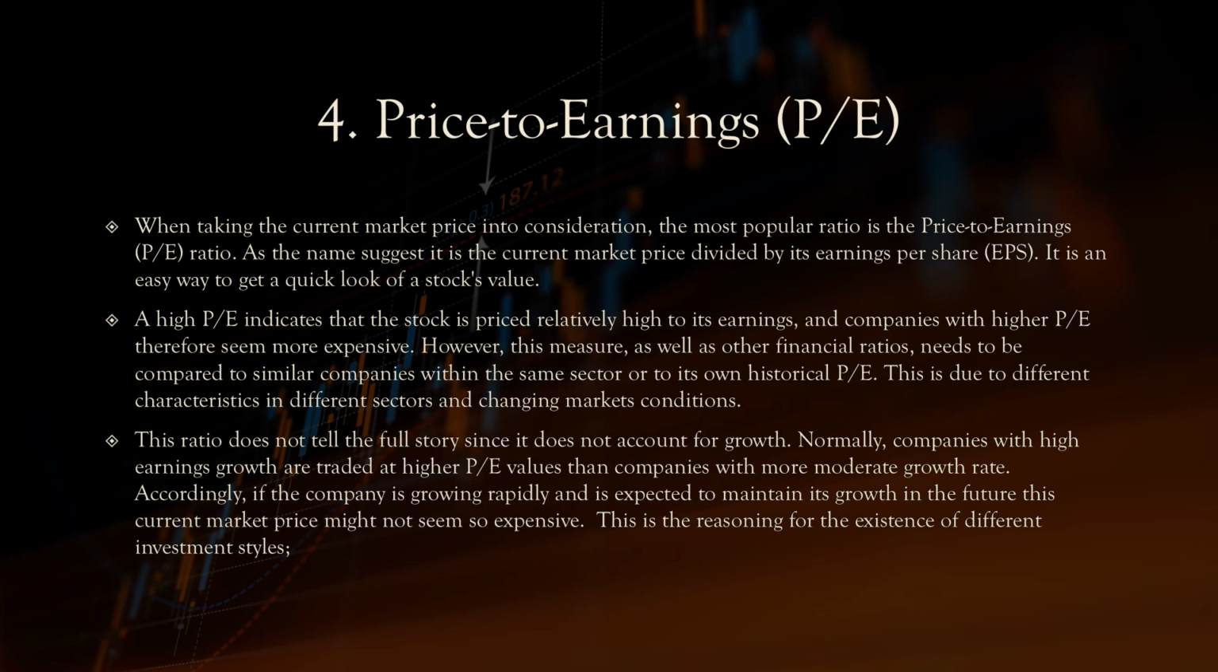The current market price could be up today or down today, having nothing to do with your company. Look, the world collapsed a couple days ago, and the markets collapsed. So you would have a different price to earnings today than you did a week ago, than you did a month ago, even though your company is still doing extremely well. A high PE indicates the stock is priced relatively high to its earnings, and companies with higher PE therefore seem more expensive. However, this measure, as well as other financial ratios, needs to be compared to similar companies within the same sector or its own historical PE.